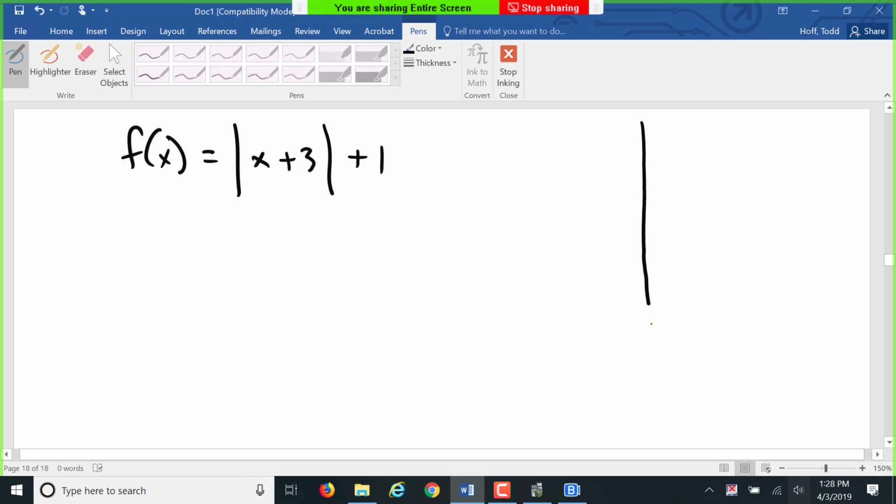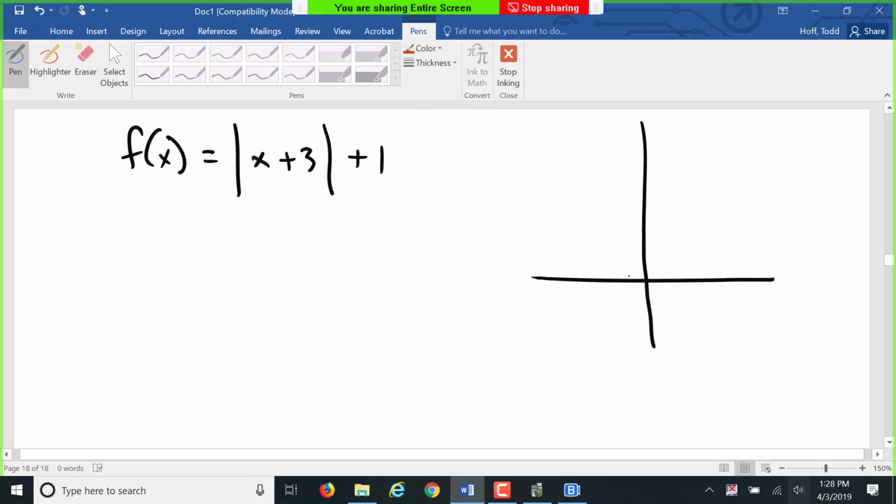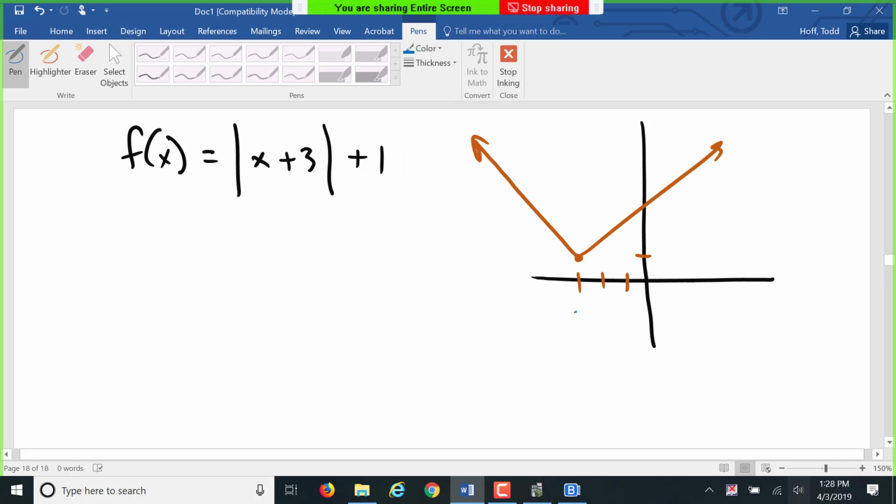So if f of x equals absolute value of (x plus 3) plus 1, where does that vertex have to be? Negative 3, 1, right? Reflected about the x-axis, that vertex is going to have to be at (negative 3, negative 1), and it's going to have to open down like this.